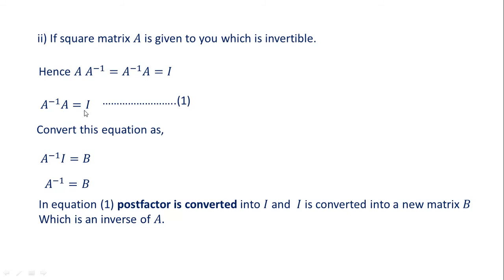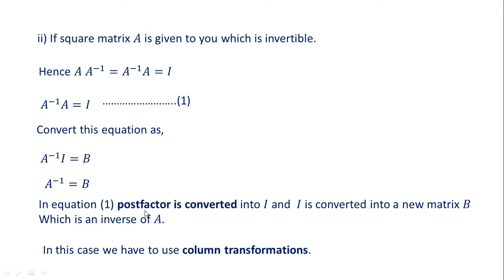Okay. Now in this case what happens? See, if you take this equation, then we have to convert the post factor. See, this is called as post factor. Okay, so post factor is converted into I. See, post factor is converted into and I is converted into a new matrix B, and that new matrix is called as inverse of A. So hence we get A inverse is equal to B. And if you want to convert the post factor of the equation, then we have to use column transformations.